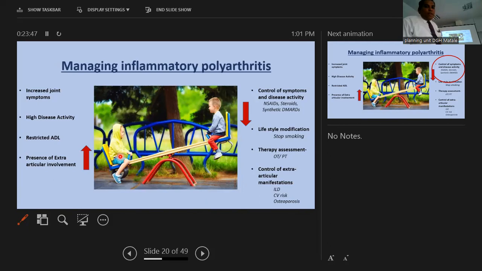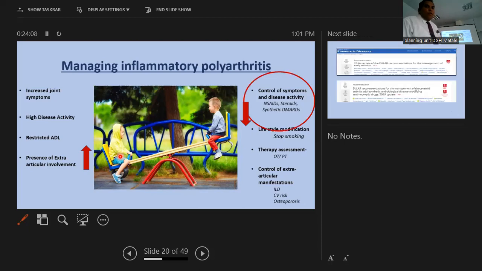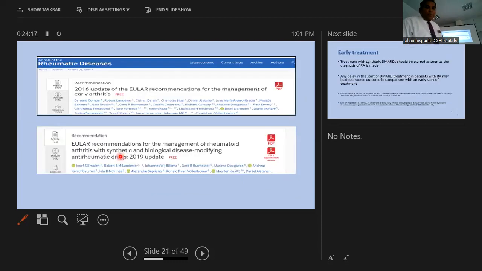All patients with inflammatory polyarthritis are at risk of cardiovascular disease due to the disease itself, or it might be related to the medications that we give. And also they are at risk of developing early osteoporosis. So this is the basic nutshell, or the concept, of treating inflammatory arthritis. In this presentation, I'll be mainly dealing with symptoms control or disease activity control.